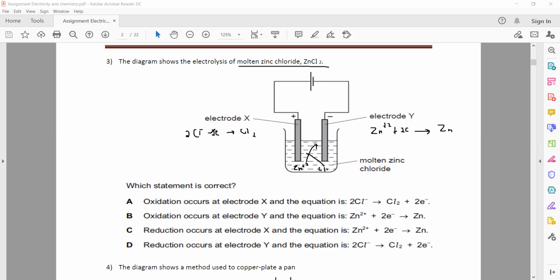About this equation: if it is written 2Cl⁻ − 2e⁻ gives Cl2, and if I move the electron to the other side, the same equation can be written as 2Cl⁻ gives Cl2 + 2e⁻. These two equations are the same. There is no difference between the two equations.